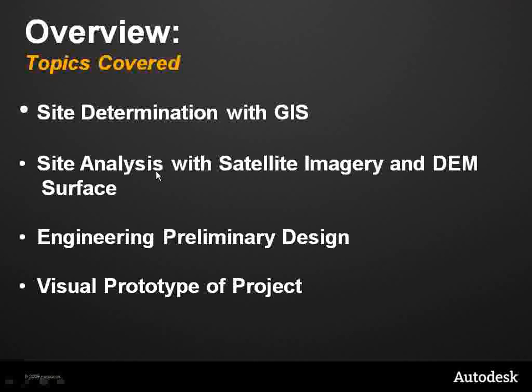As I indicated, we're going to go through site determination with GIS, and then we'll look at the analysis using the satellite imagery and digital elevation model surfaces. Then we'll look at preliminary design, and this is where you'll get a good look at Civil 3D in action with our dynamic models, using all the data that was provided above. And then we'll look at a quick visual prototype, taking our surface and our corridor and looking at it with the backdrop satellite imagery. So I think it's a very straightforward workflow. I think you'll get to see how this thing comes together.